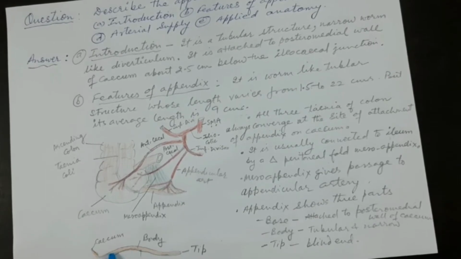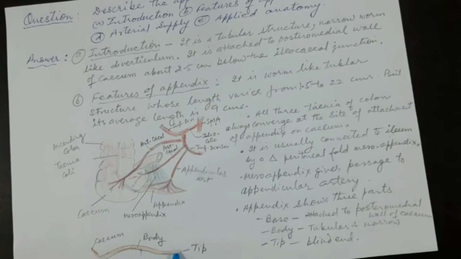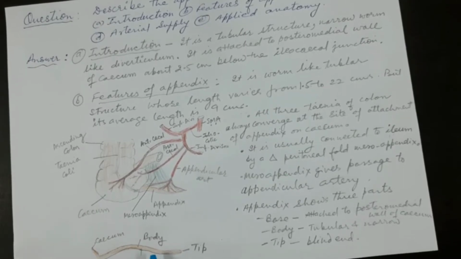This lumen is extending right up to the tip. That is, since it is a tube, it has a lumen which extends right up to the tip. And what is the tip? Tip is nothing but a blind end. It may be pointed sometimes or rounded.